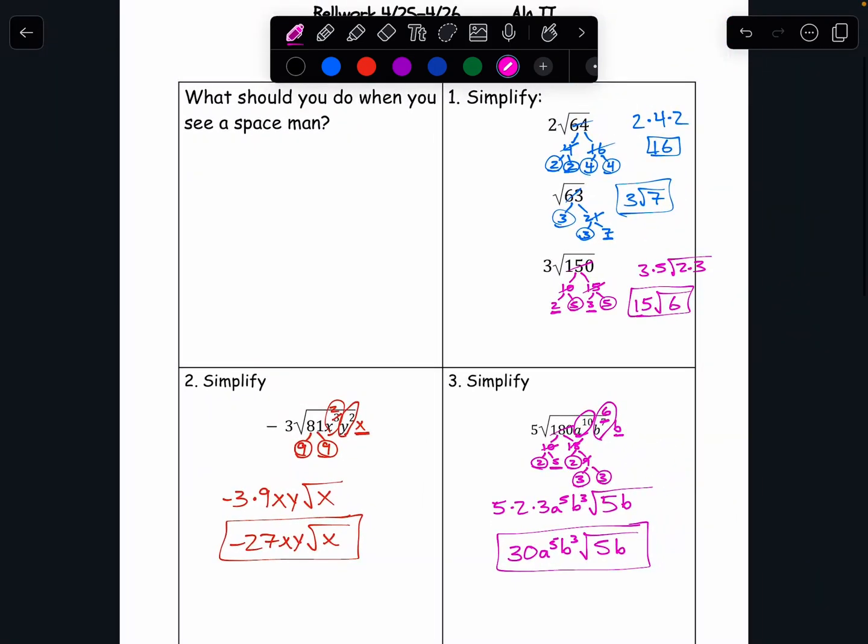So that's the Bellwork. You can use that while you're doing your quiz. So if you get stuck on something, again, look back at your examples. If you didn't work it out on your Bellwork, well, you're not really helping yourself.